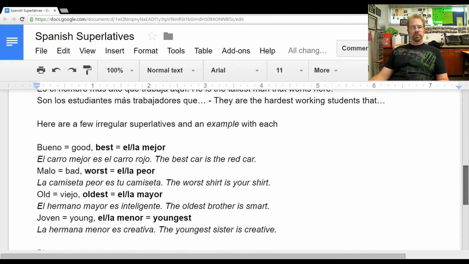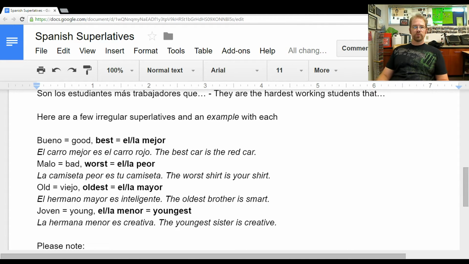There are some irregular superlatives. Of course, there's a lot of irregular stuff in Spanish. So here's an example with each one. So we have bueno over here on the left, which means good. But in English, you can't say goodest, for example. You have to say it's the best. It's also irregular in English, I guess. And we're not going to say más bueno. That doesn't work here. What you're going to do is completely change the word. And the new word is going to be mejor. So the example I give you is el carro mejor es el carro rojo. So the best car is the red car.